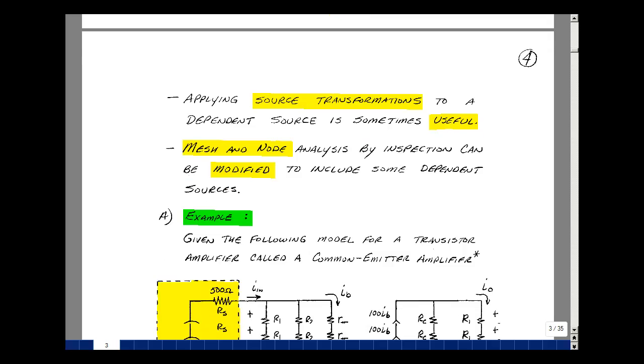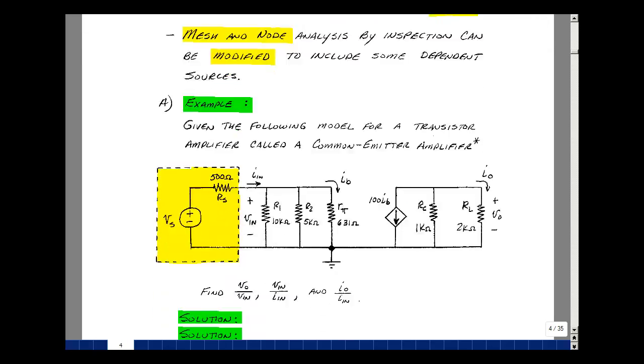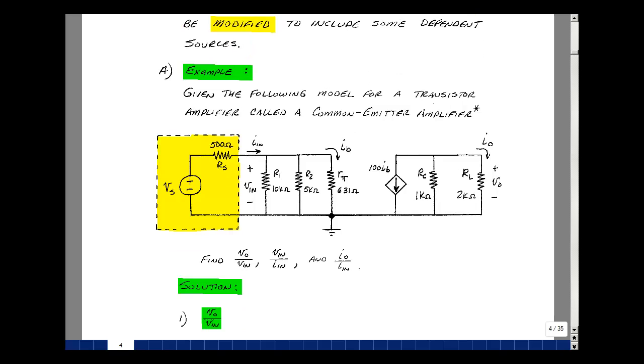Let's just do an example of a circuit that has controlled sources in it, and let's see if we can analyze it. This example is from ECE201 and is dealing with an equivalent circuit of what's called a common-emitter amplifier. So given this circuit, which has a voltage source, some resistances, and then one dependent source where this current depends on this current, can we solve for some of the things in this circuit?